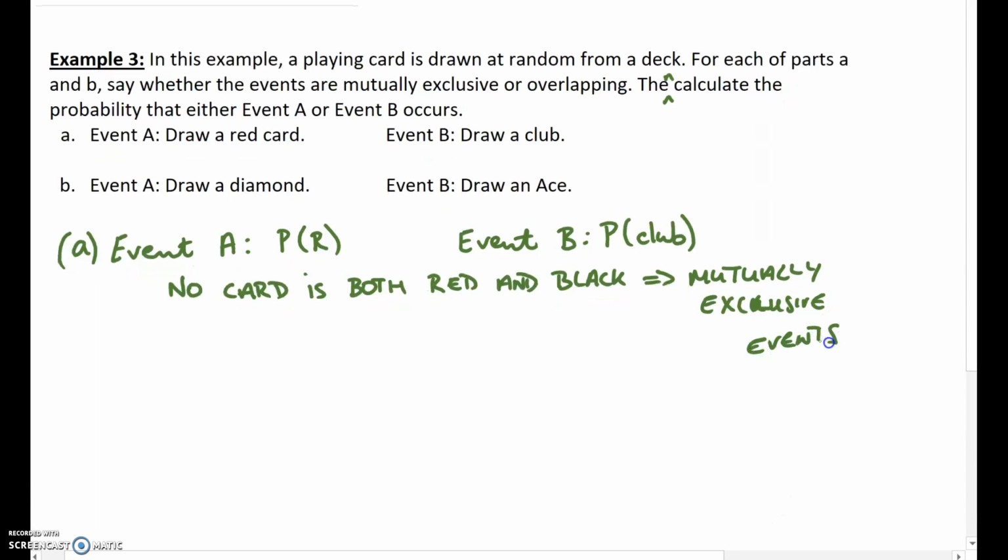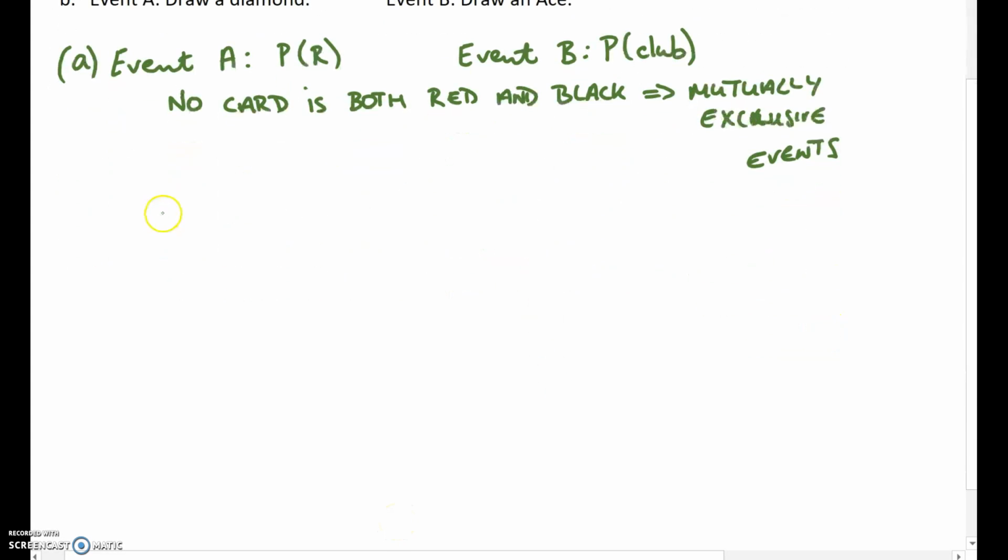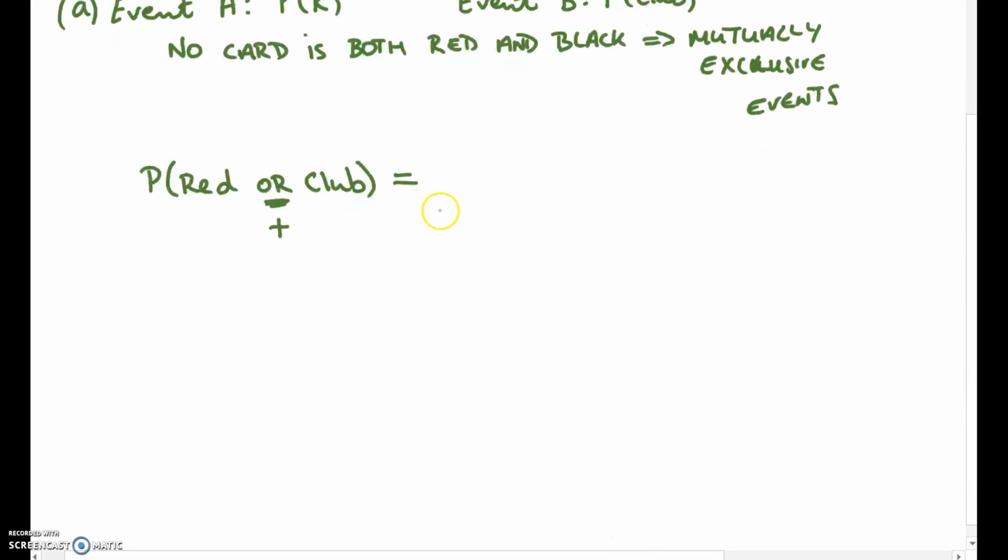Okay, so now we move on to finding the probability that we get either a red card or a club. So the probability of red or club. Well, in probability the word or means add. So we look for the probability of a red card plus the probability of a club. And since these events are mutually exclusive, that's all we need to do. We don't need to make this any more complicated than that.